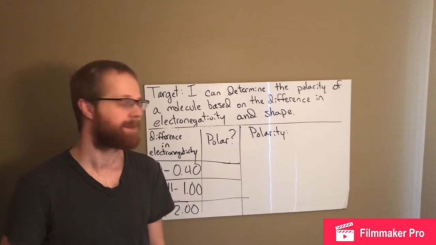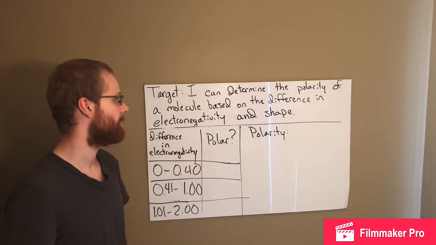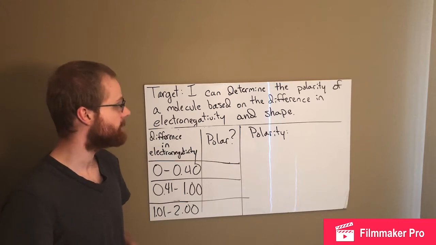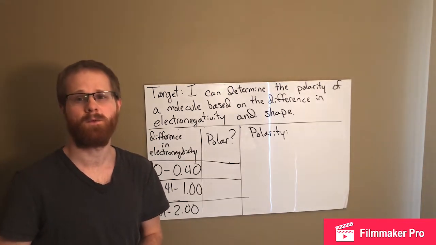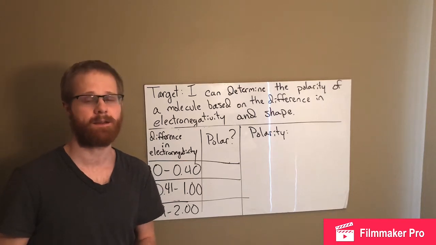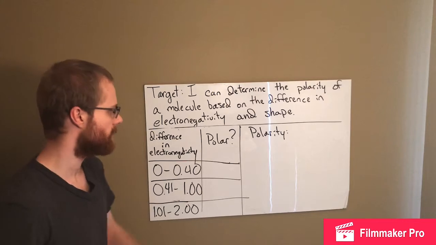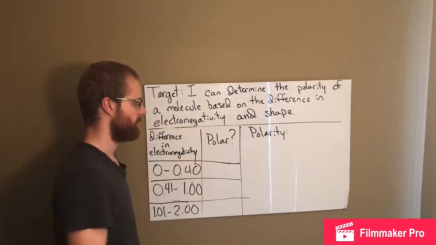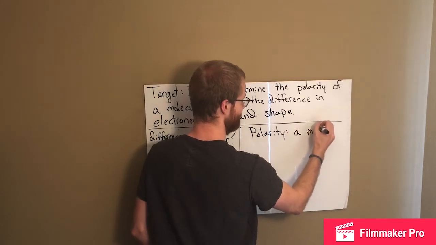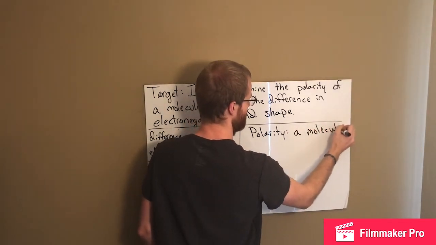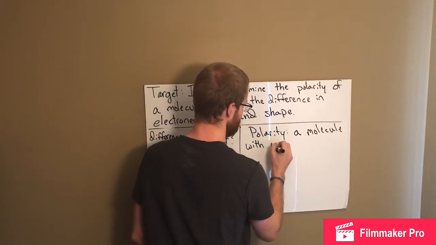Welcome back, folks. Today, our target is to determine the polarity of a molecule based on the difference in electronegativity and shape. So, it's a fairly wordy target. Let's just break down what some of those words mean. First of all, polarity. Polarity is just a molecule with a difference in charges.